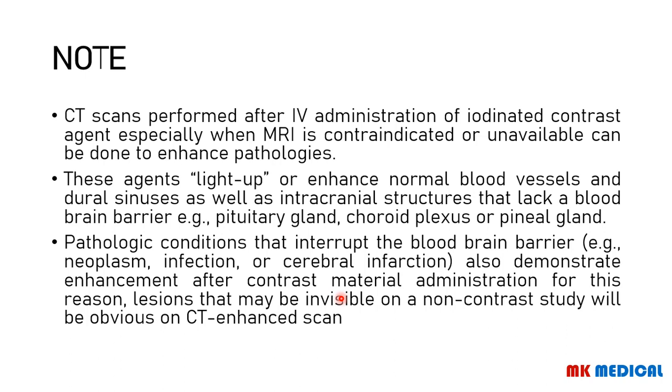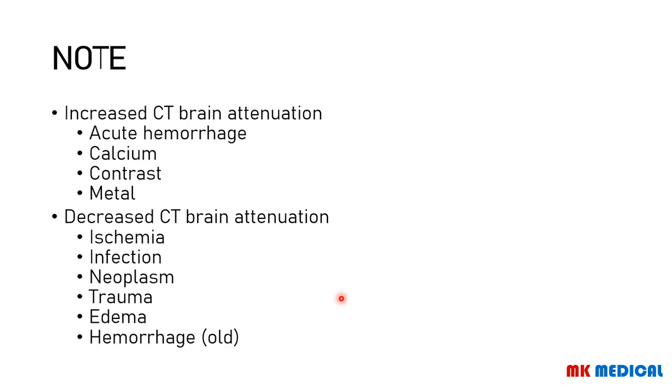And it's for this reason that without a contrast CT, they're going to be invisible on a non-contrast CT, but they become very obvious when you give a contrast CT. So things that will increase CT brain attenuation will stand out more. Things like acute hemorrhage, calcium, contrast itself, and metals.